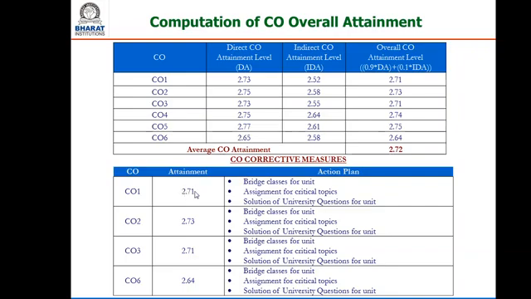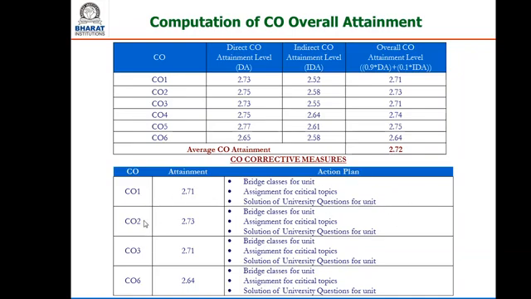So by keeping that benchmarking, what are the action plans we have to propose to improve the attainment level for the same course for the next coming batches? So here for that course, based on the CO, bridge classes for that particular chapter, assignments for some critical topics, and solutions of university questions for that particular unit are to be taken up.